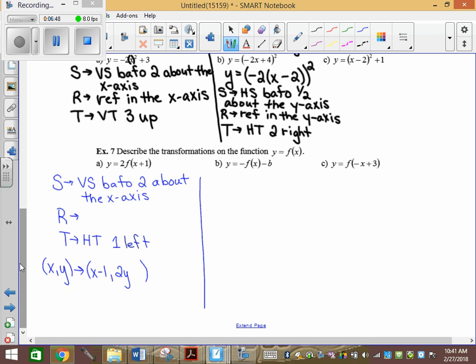So stretches, do we have any? Are there any numbers in front of the f or numbers in front of the x? Nope, no stretches. Reflections. Are there any negatives in front of the f or negatives in front of the x? Yes, there's a negative in front of the f. So we have a reflection in the what? It's with the y, so it's in the x-axis. Because think about it, if I'm changing my y's to negative, if it's up here, it's down here. If it's down here, it's up here. What axis am I reflecting in? The x, right?